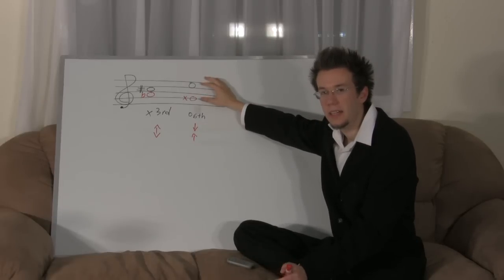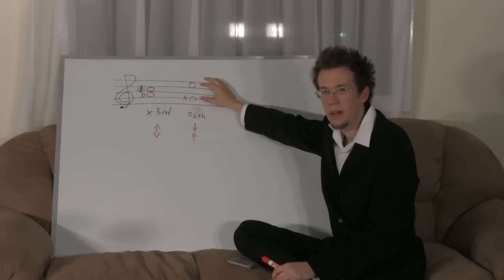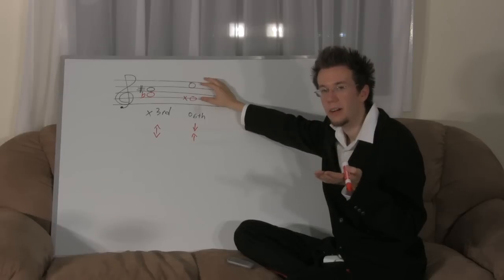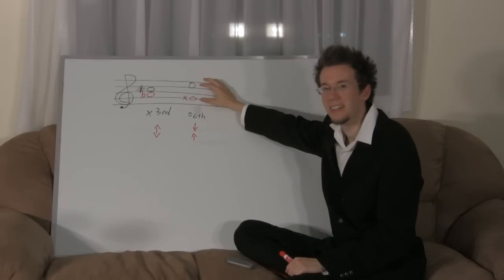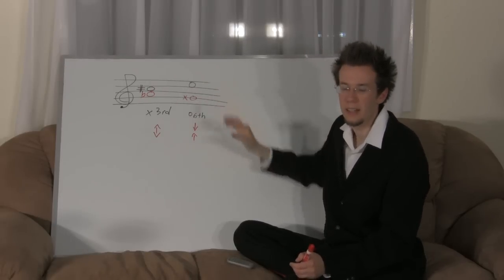What I need to do is get it two steps closer. So by putting a sharp on it, it's just a minor sixth. If I put a double sharp on it, now it's a diminished sixth. So it's getting closer twice, okay?